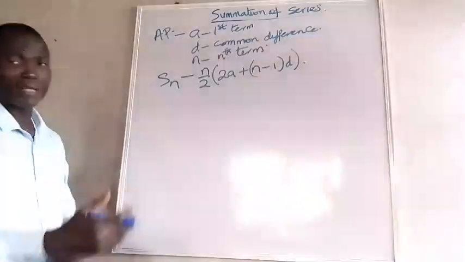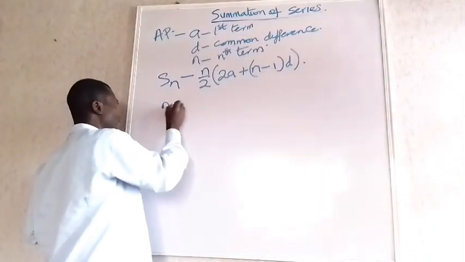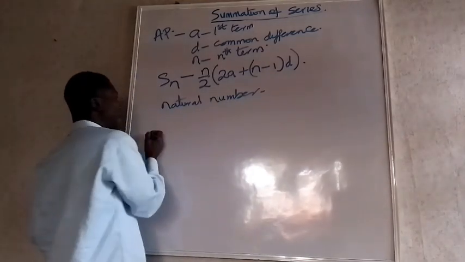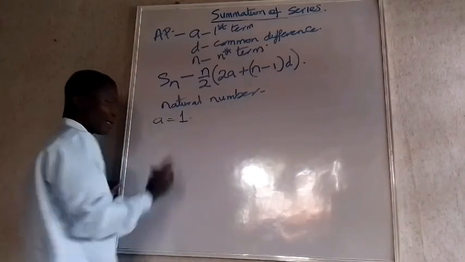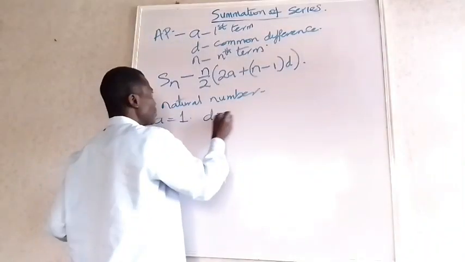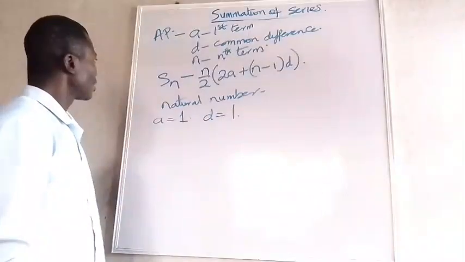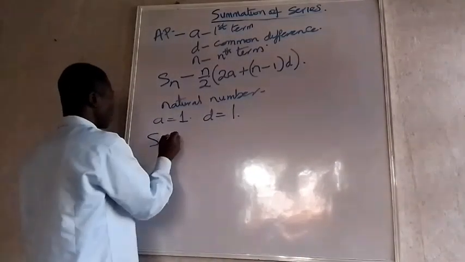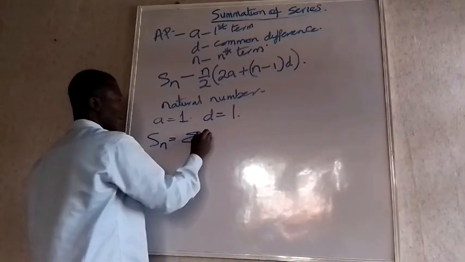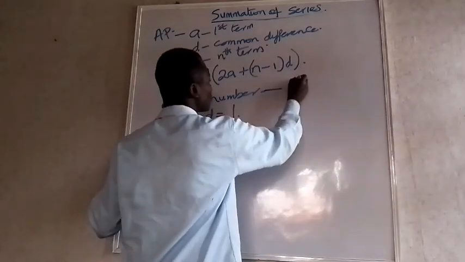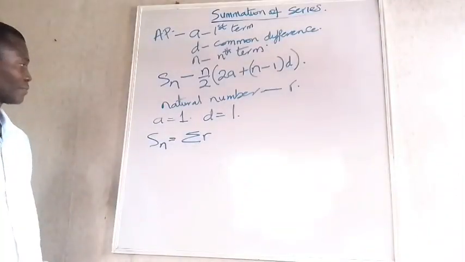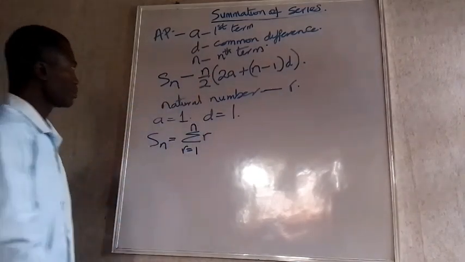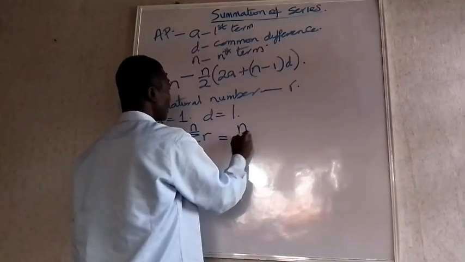Now, for our natural numbers, our a is 1. That is the first number. d, the common difference, will be equal to 1. So, if we want to use our sigma notation, we can say it's equal to the sum of r, because we use r to depict our natural numbers, from r equals 1 to n, and it's going to be equal to n over 2.